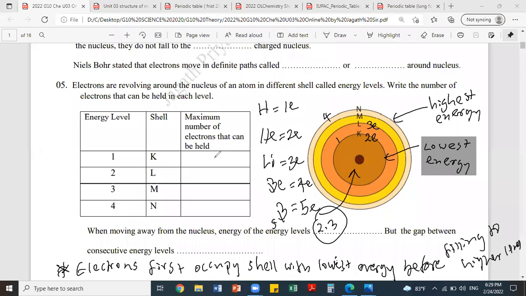Now let's move on to the next page. Did you all complete this table? First level maximum 2 electrons, second level maximum 8 electrons, third level 18, fourth level 32 electrons. This is how the energy levels are occupied by electrons, and that order you have to remember. What are the things to remember? The gap between the energy levels gradually decreases, and the energy of the energy levels gradually increases.